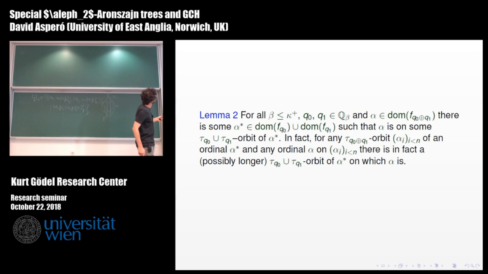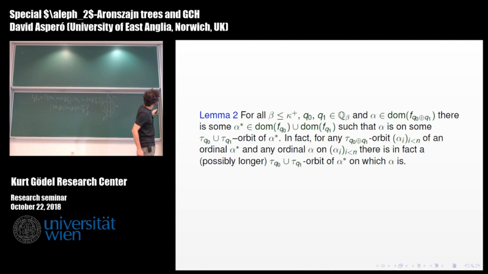So lemma two says that if I have a stage beta and two conditions Q0 and Q1 in Q beta, and an alpha which is in the domain of the amalgamation, then there is some alpha star in the union of the domains of either FQ0 or FQ1, so that alpha is actually on some orbit of this ordinal with respect to tau Q0 union tau Q1.